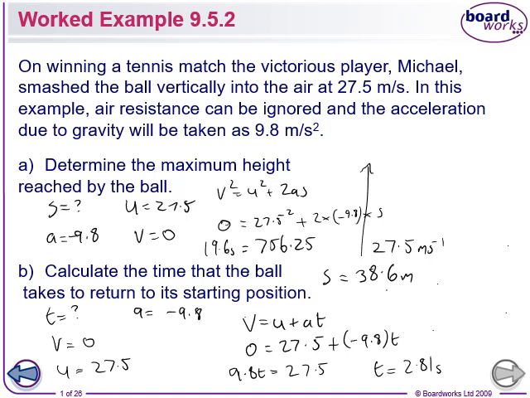Okay, so that's how long it takes to get through one leg of its journey. To get from the bottom point up to the top point, that is 2.81 seconds. So to get back down again, we just need to double that 2.81, which is 5.62.